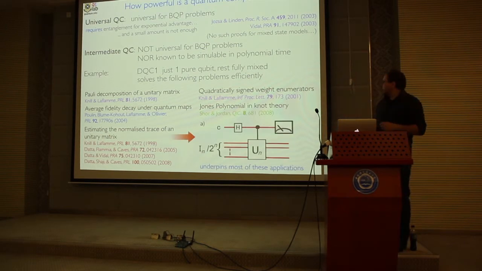The engine for all of those is this. Here is your control qubit. You put it into superposition of 0 and 1. You control a unitary on the mixed state. Then you throw away all the mixed state qubits and you read out the pure qubit.